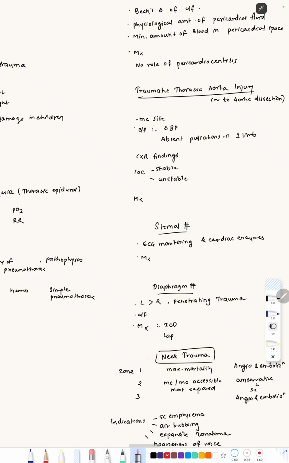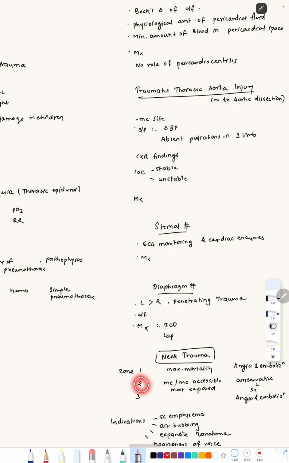Then neck trauma. In neck trauma, there are three zones. Now remember, these three zones are not like retroperitoneal trauma, they are upside down. Zone 1 is from the thoracic inlet to the cricoid cartilage, the second is from the cricoid to the angle of mandible, and the third is from the angle of mandible to the base of skull. Maximum mortality is found in zone 1 because important structures are present. The management is angiography and embolization.